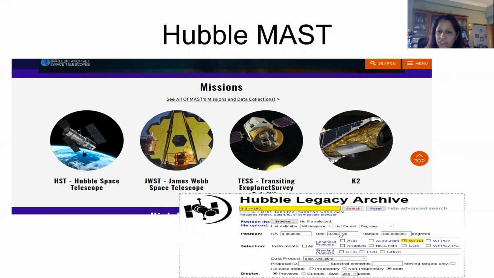You can give the position of objects, you give the radius in which you are searching around the object, and you can choose the instruments you are looking at, which ones you want, and so on. And in that way, you can look at this archive.